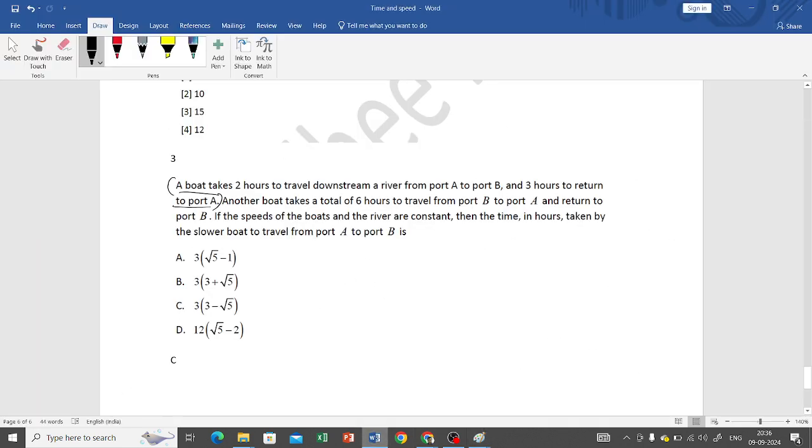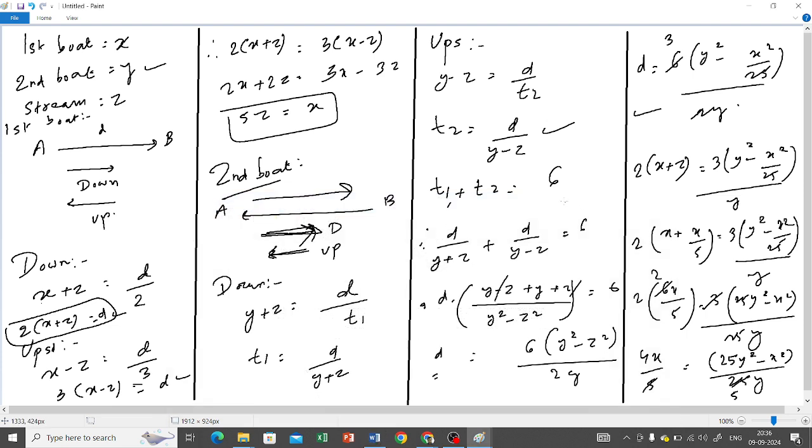So see, till here you must have understood, right? T1 plus T2 is equal to 6, right? And here we got x in terms of 5z. Now see, we are putting the expression for T1 which is d by y plus z. We are putting the expression for T2 which is d by y minus z, and that is equal to 6. On solving this, we are getting this.